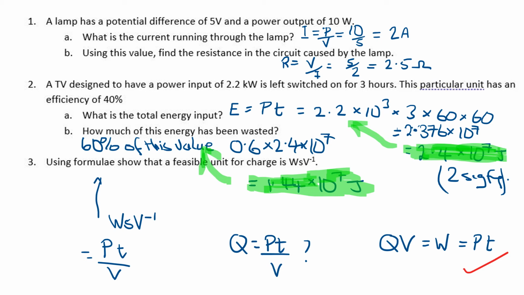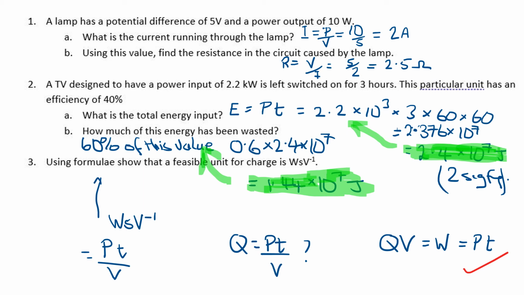So first one, I equals P over V, 10 over 5 is 2 amps. Part B, R equals V over I, so it's 5 volts divided by 2 amps equals 2.5 ohms. Question 2, total energy input, energy equals power times time, 2.2 times 10 to the 3, remember it's kilowatts, so we times 10 to the 3 to get it into watts, times 3 for 3 hours, times 60 minutes, times 60 seconds. That gives us 2.376 or 2.4 times 10 to the power of 7 joules, two significant figures.